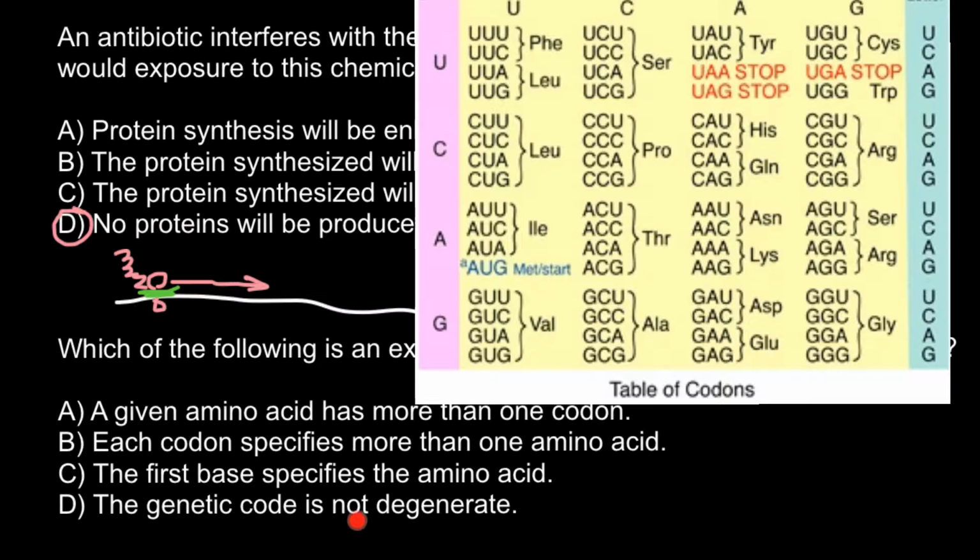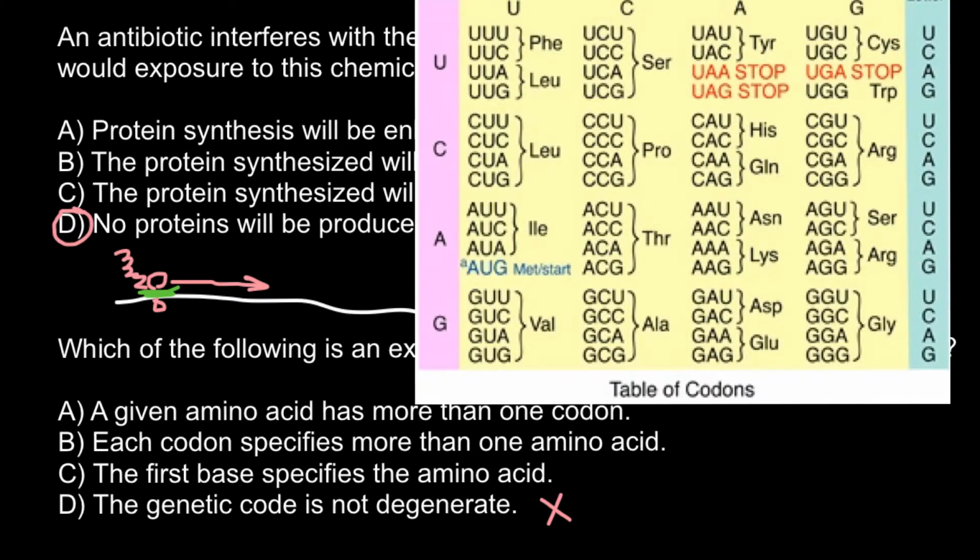The genetic code is not degenerate, and this is not true because, as you see, for example, leucine would be coded by 6 combinations, so this is an excessive number of combinations in order to specify one amino acid. So this is not true.